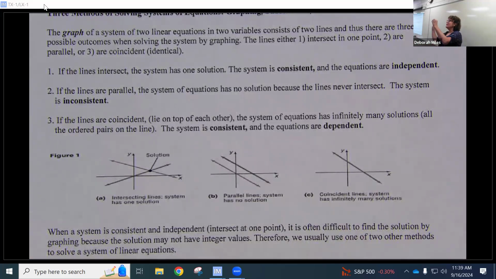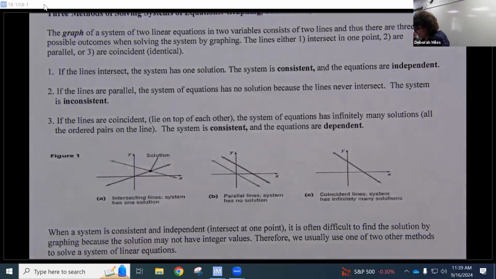If the two equations really are the same line, then we say, what about those equations? Another bold-faced word. If they're really the same line, we say the equations are dependent. And if they're different lines, we say the equations are independent. All right, you can work on those words.